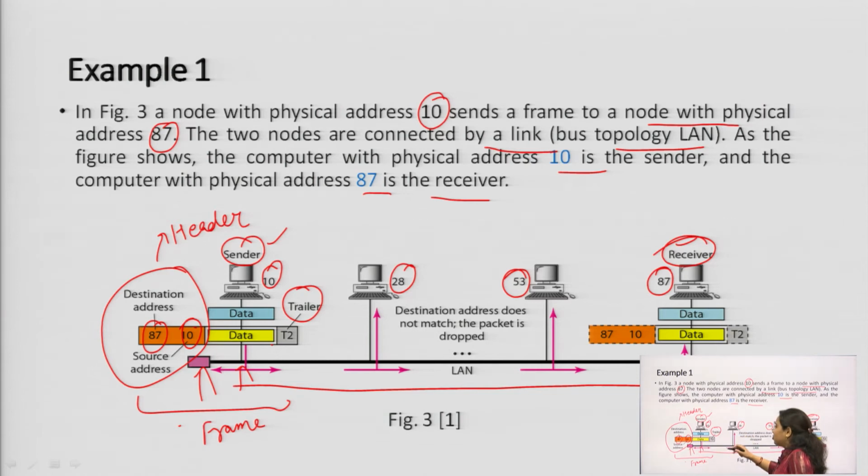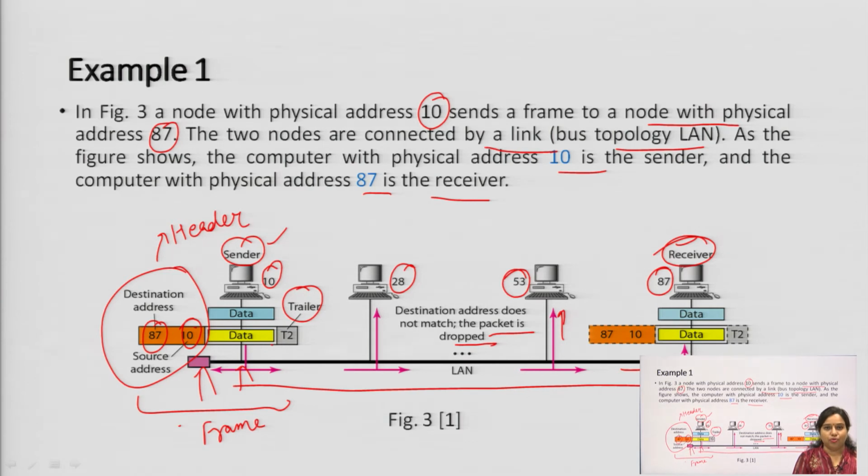Now, the next devices, because we have not mentioned the destination address as 28 and 53, will receive the data, but they will check whether the receiver address matches with the computer or not. It will not match, so it will be transmitted forward. The destination address does not match, so the packet is passed along the backbone of the LAN, then it will be received over here, it will not match again, and finally it will be transmitted to this receiver. So, this is how the physical address plays an important role in forming the header.